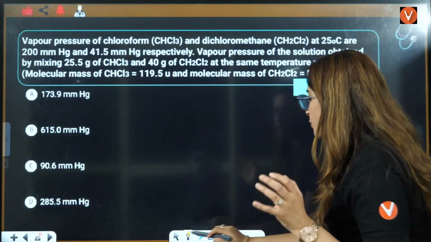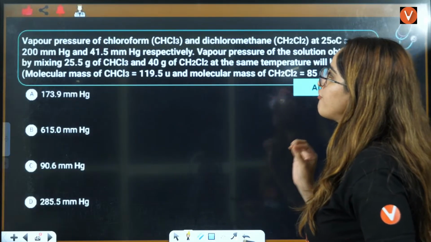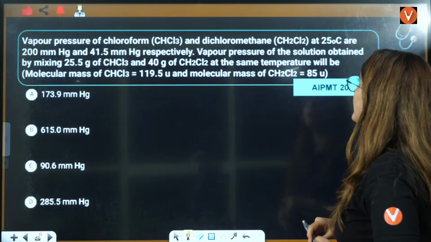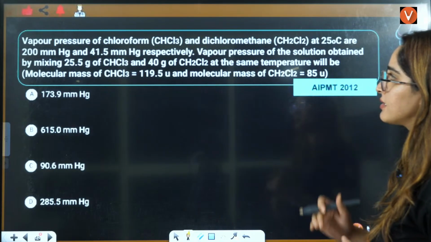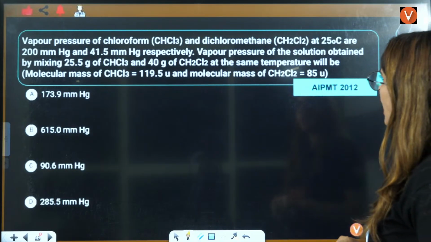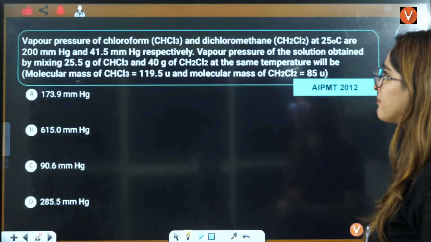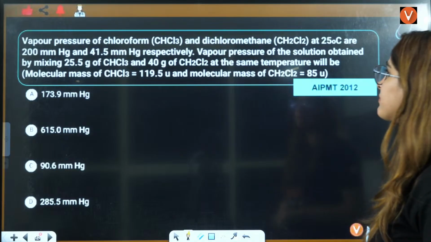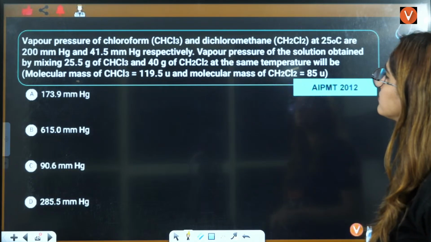So now here the question is, the vapor pressures of chloroform and dichloromethane at 25 degrees Celsius are this and this. Okay. The vapor pressure of the solution obtained by mixing this much and this much at the same temperature will be the total pressure.